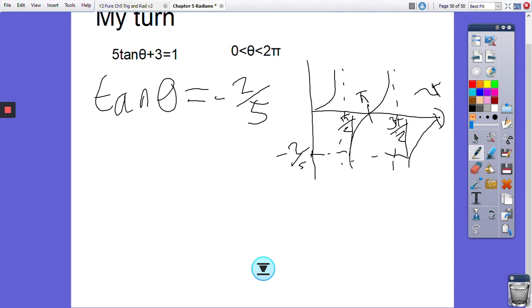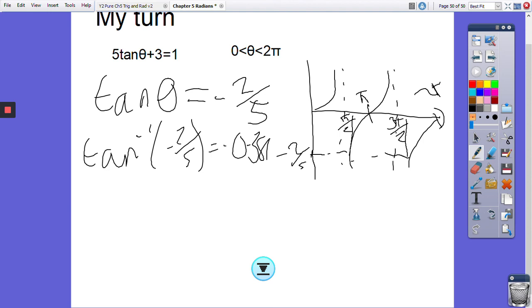Now, if we find the principal value of tan of minus 2/5, then what you get is that tan inverse of minus 2/5 is minus 0.381. Okay, which means, but it's the one outside. It's as if we came down here. It's going to be the one just there. It's going to be minus 0.381. So how are we going to do that?